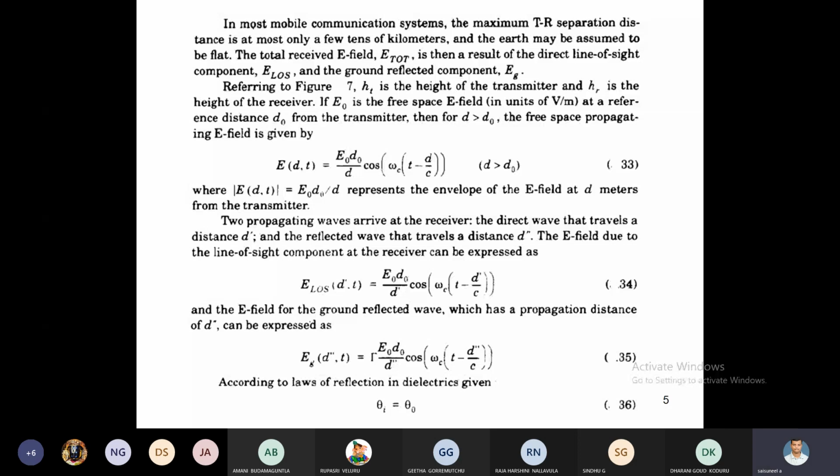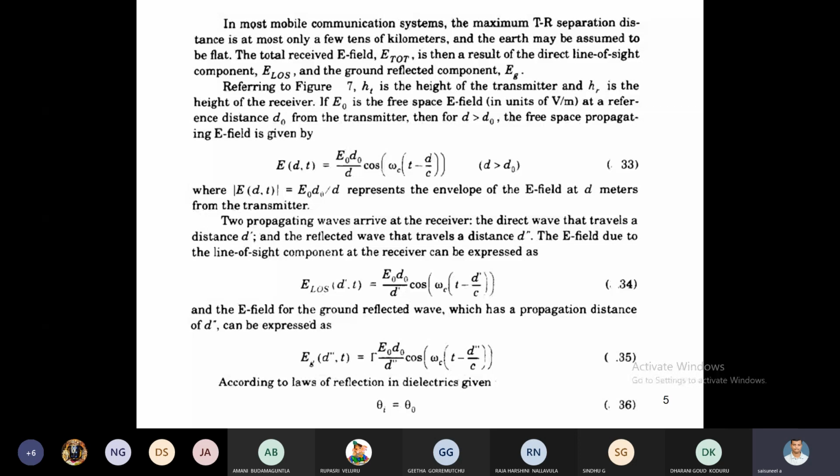Similarly, the E field for the ground reflected wave, Eg of d double dash of t, is equal to, and we have to consider the reflection coefficient here, because it is ground reflection. That's why we multiply the reflection coefficient with E naught d naught by d double dash cos of omega c t minus d double dash divided by c.